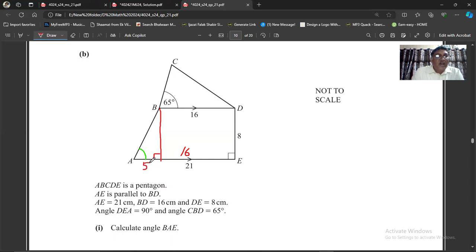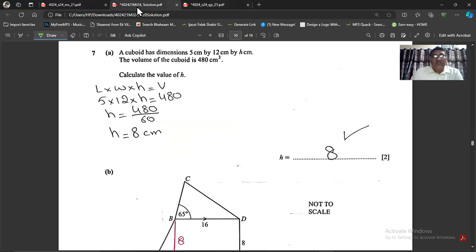Now you can see this side will be 8, because this will be equal to DE. So now I want to find this angle. This is a right angle triangle. So by applying tan, I will be able to find this angle. Let me show you the solution. So here we go.